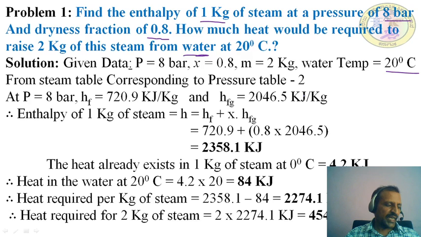But this is for 1 kg. In the problem, he has asked to find it for 2 kg. So multiply this value with 2. If you multiply with 2, then 2 into 2274.1 is equal to 4548.2 kilojoules. This is the total amount of heat supplied to the water which is at 20 degrees Celsius to get the wet steam of dryness fraction 0.8.